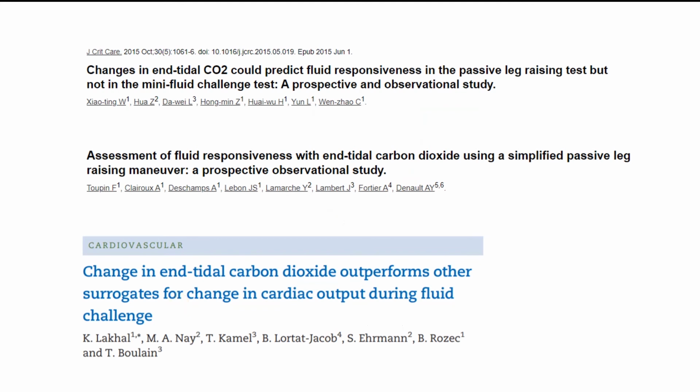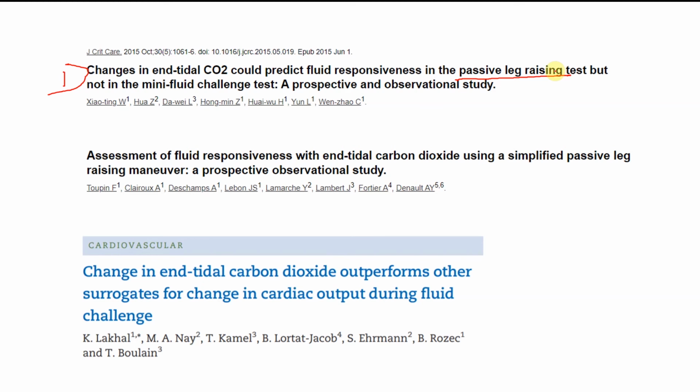Now, I want to direct your attention to this top study, number 1 here. It says changes in end-tidal CO2 could predict fluid responsiveness in the passive leg raising test. So what is the passive leg raising test? It's when you have a patient who is laying supine and you actually raise their legs in the air. So what you're doing is you're translocating volume that is in the legs, and you are sending it back to the core. So you can send about 500 mLs back to the patient's core just by raising their legs.